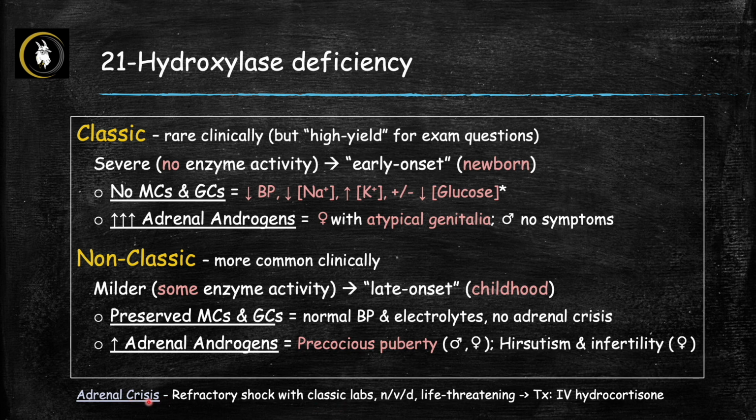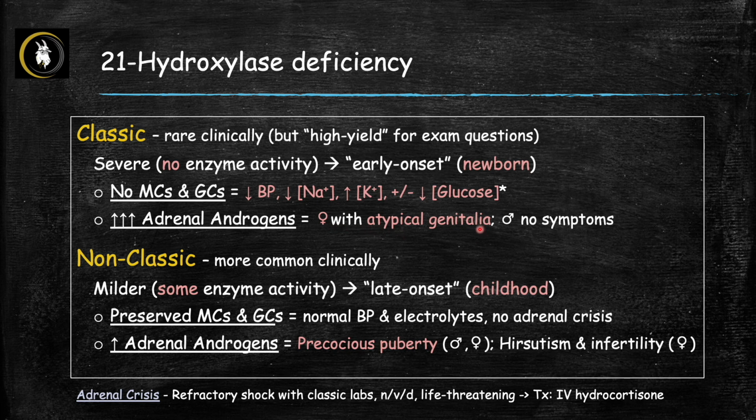And this truly is a crisis because it is life-threatening, and the treatment is with IV hydrocortisone, which is a type of steroid that has both mineralocorticoid and glucocorticoid action. The other problem here is that you have very high levels of androgens being made in the adrenal cortex, as we just explained, and this is going to be a problem in females because when they're exposed to this in utero, all of these high adrenal androgens is going to lead to masculinization of their genitalia. So females are going to be born with atypical genitalia.